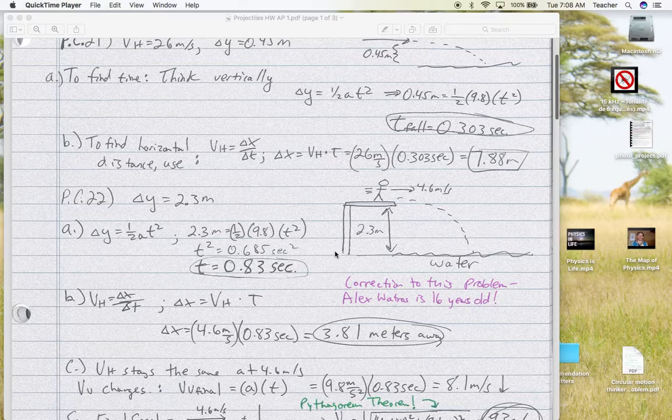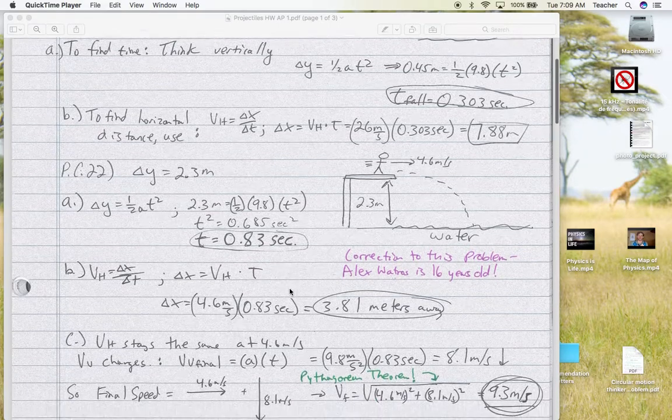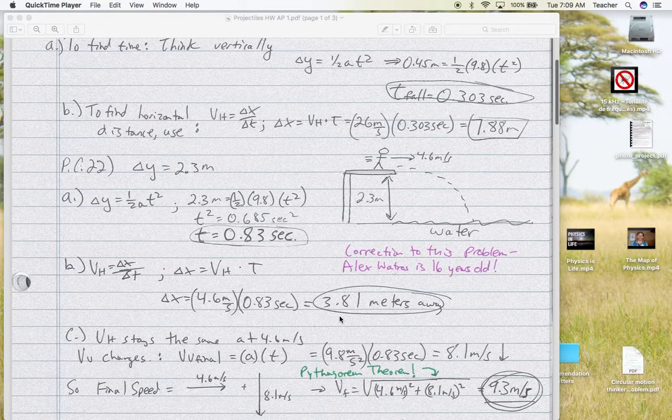Here's the situation of something, I think someone's diving off. Oh, it's Alex Watros, good job. And notice the correction, he's 16 years old. So he's off a diving board, going off at 4.6 meters per second into the water. We're trying to find this distance as well as the time to fall, so very similar to the first problem. So I know the height, do this formula again, get the time it takes to fall down, plug that time into the horizontal formula and get that he lands 3.8 meters away from where he goes off the diving board.